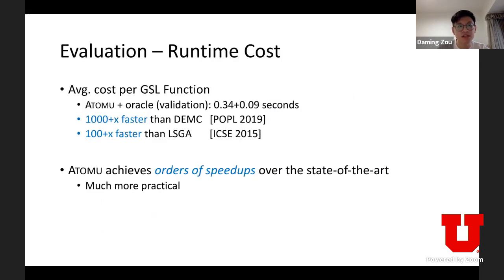At the runtime cost, Atom needs less than half a second for analyzing one GSL function, which is several orders of magnitude speedup over the state-of-the-art, which also makes our approach much more practical.